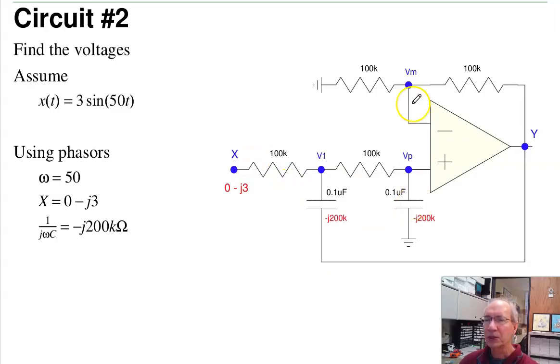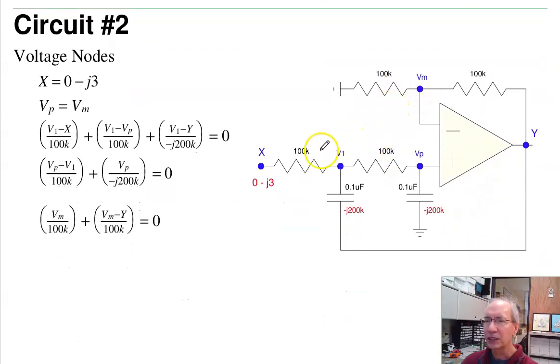So here I've got 1, 2, 3, 4, 5 voltages. I need 5 equations for 5 unknowns. Easy one, x equals 0 minus j3, that's one equation. I know V plus equals V minus, that's 2 equations. Come up with the phasor representation of everything. Omega is 50, 0.1 microfarad. This becomes minus j200k, minus j200k. I've got 2 equations. I need 3 more. At this node, the currents have to balance. At this node, the currents have to balance. At this node, currents have to balance. That's my 5 equations, 5 unknowns.